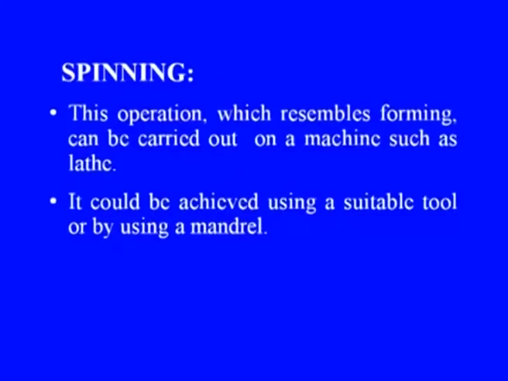Next process is spinning. This operation, which resembles forming, can be carried out on a machine such as lathe. It could be achieved using a suitable tool or by using a mandrel.